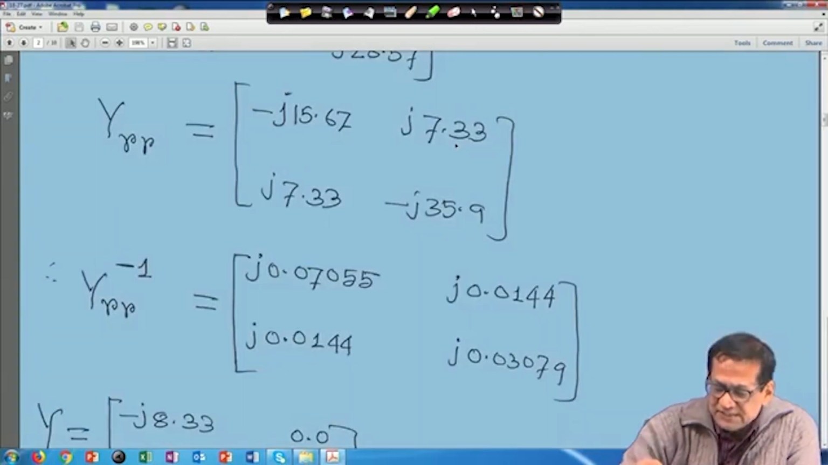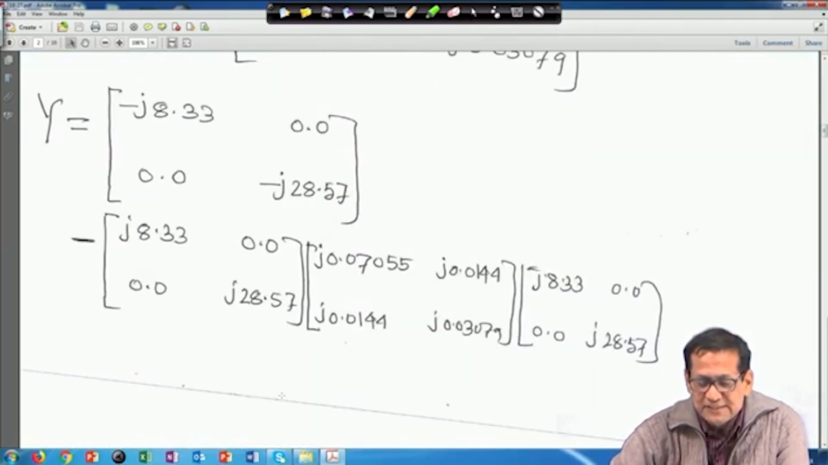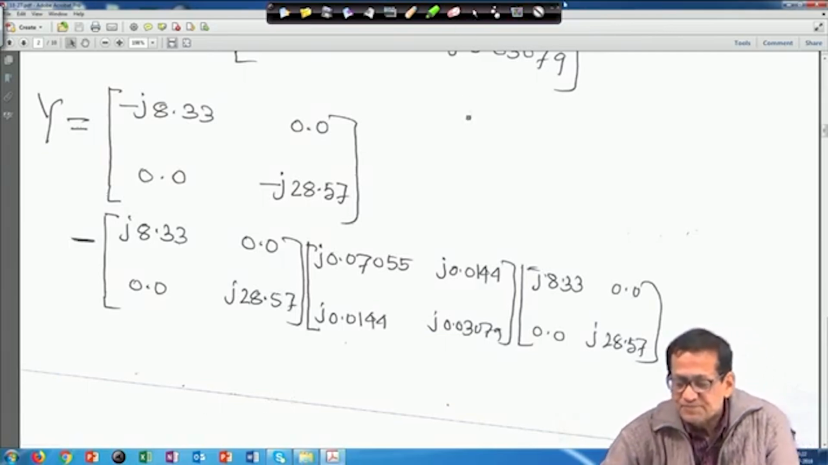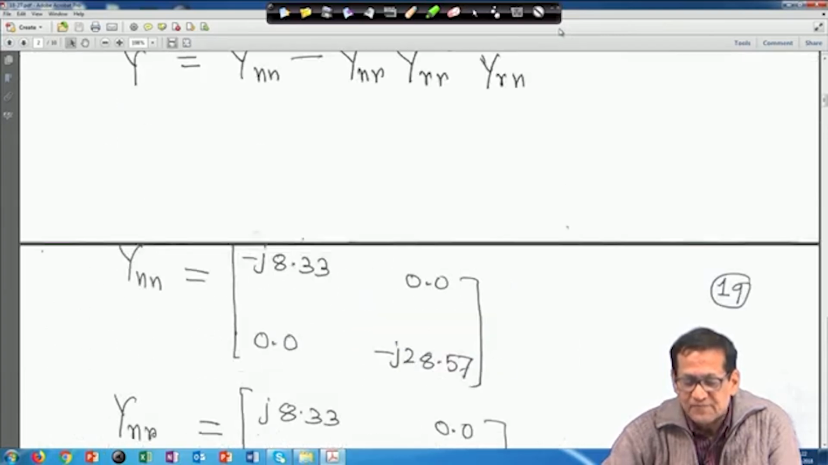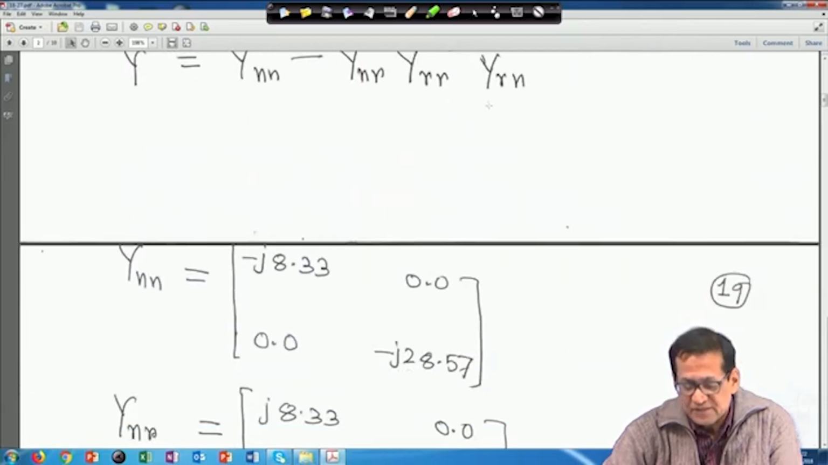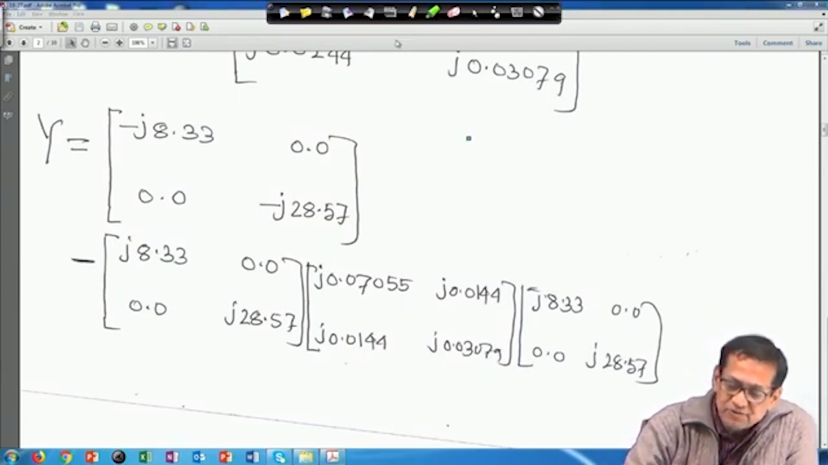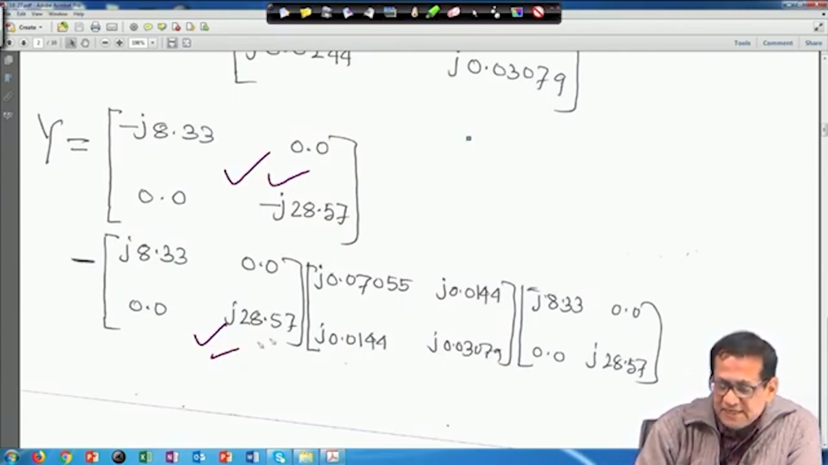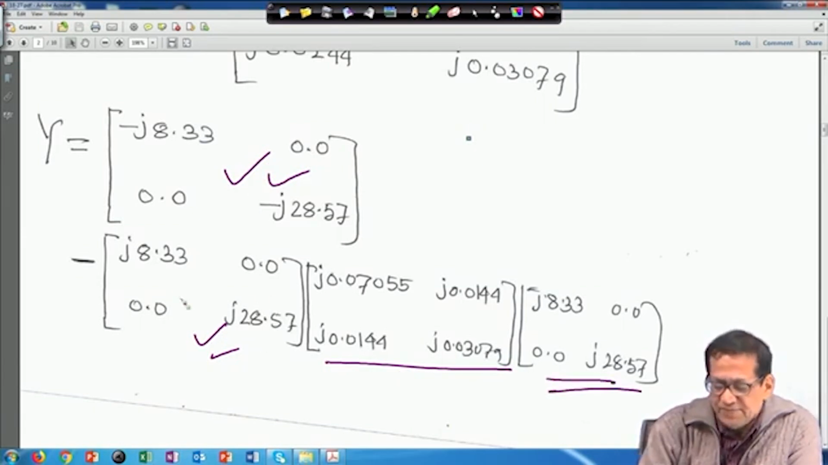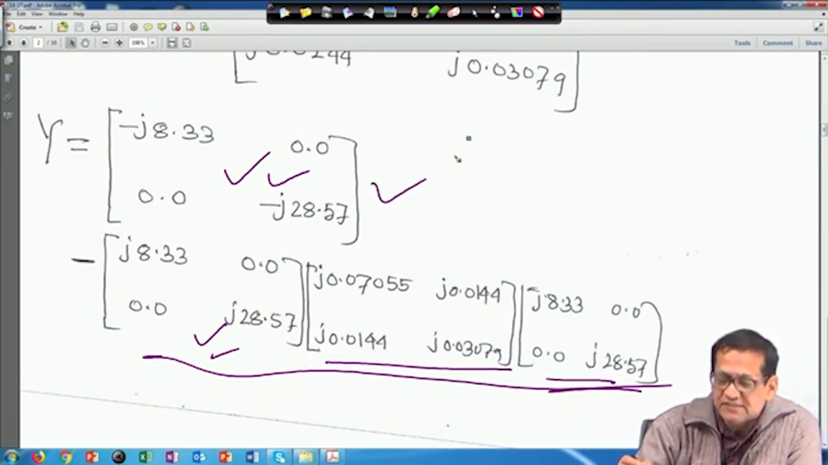So, once you have done this, then Y is equal to YNN minus YNR, then YRR inverse YRN, right. So, here this is your YNN, this is YNR, this is your YRR inverse and this is YRN, and you multiply these 3 matrices, and whatever you get, you subtract that from this matrix, right.